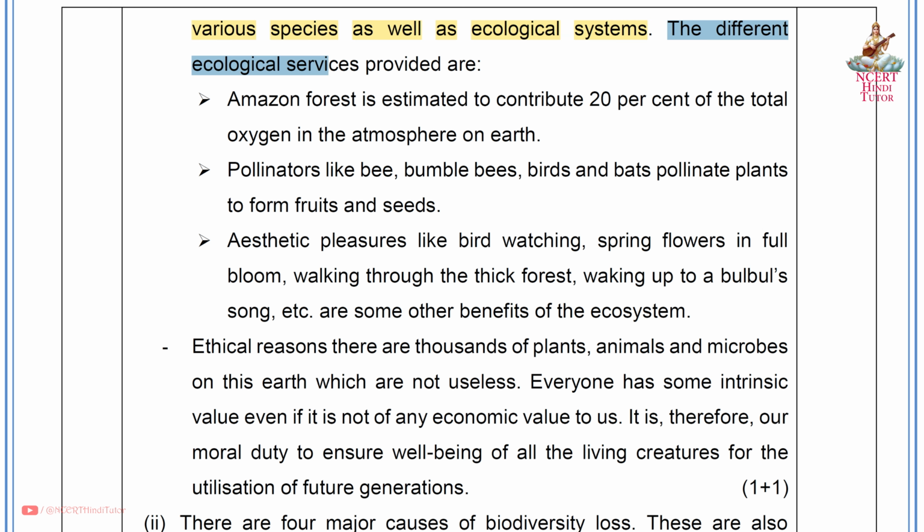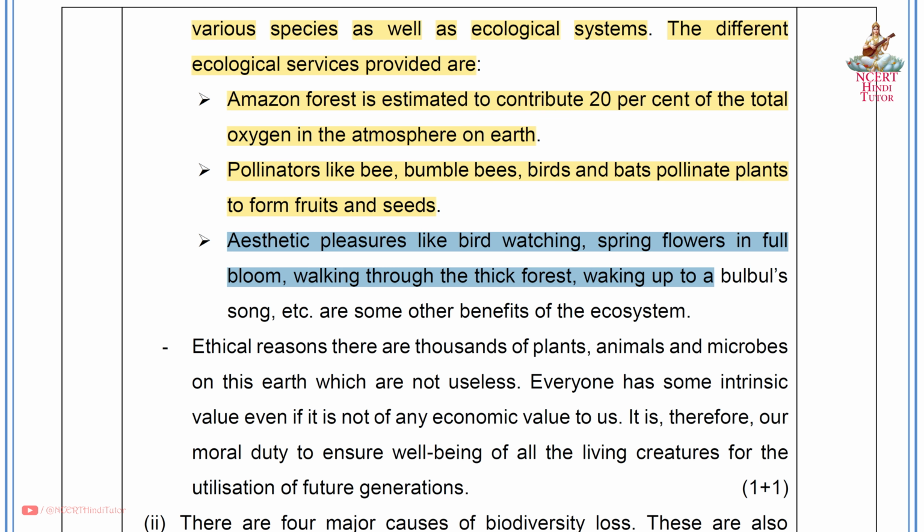The different ecological services provided are: Amazon forest is estimated to contribute 20% of the total oxygen in the atmosphere on Earth. Pollinators like bees, bumblebees, birds and bats pollinate plants to form fruits and seeds. Aesthetic pleasures like bird watching, spring flowers in full bloom, walking through the thick forest, waking up to bulbul's song, etc., are some other benefits of the ecosystem.